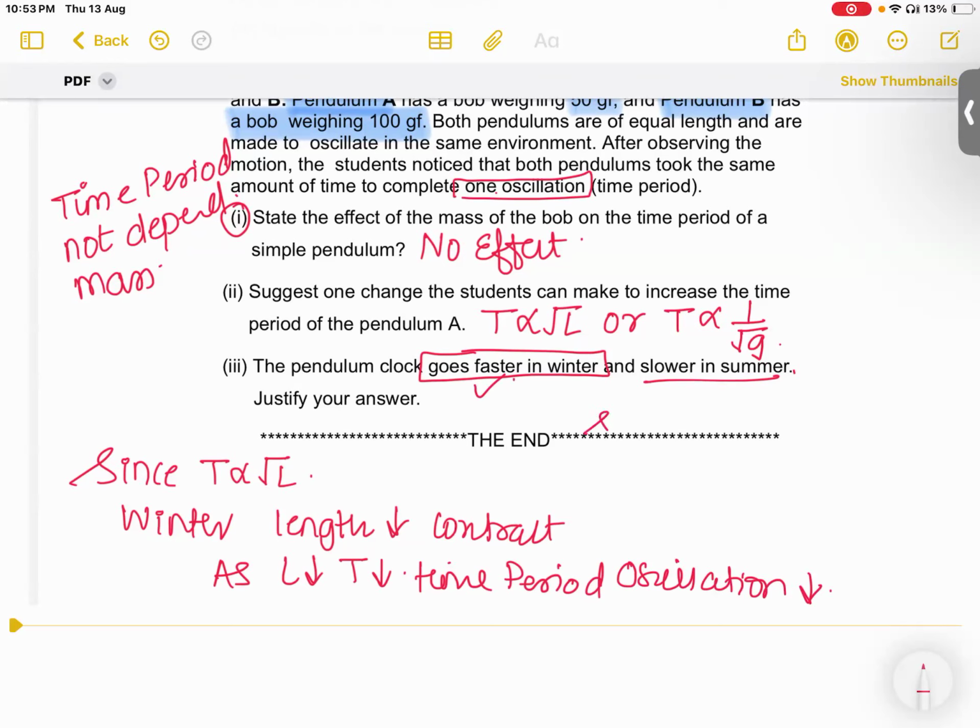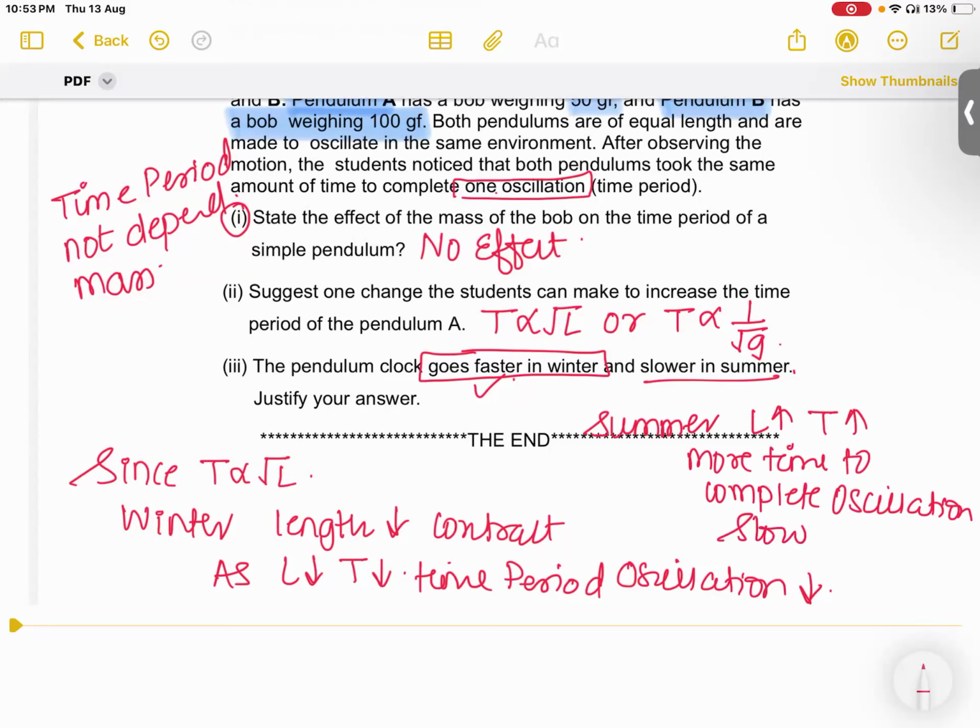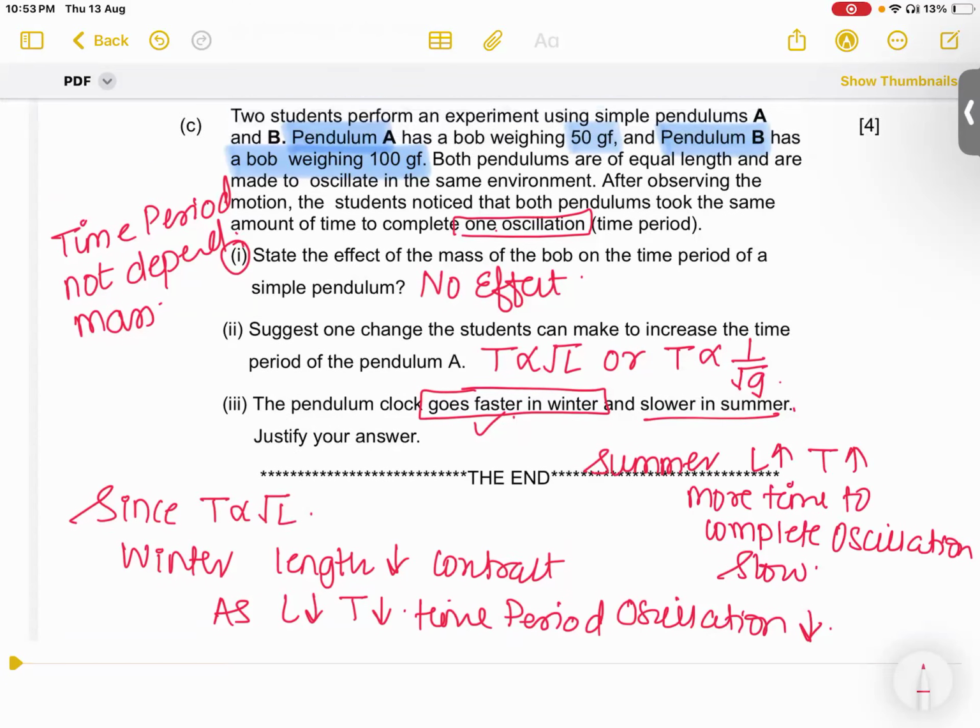Reciprocated for summer. In summer season, students, what will happen? The effective length will increase, so time period will increase. So it will take more time to complete the oscillation, right? As it is going to take more time to complete the oscillations, what can we say, students? It will go slow. Okay, fine.